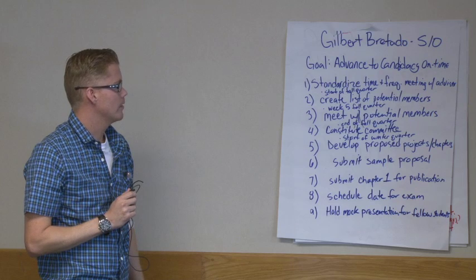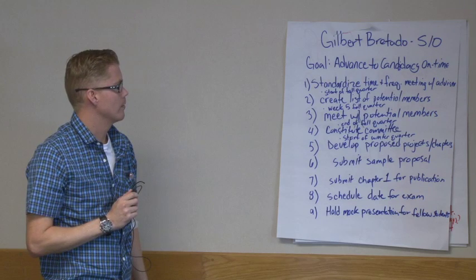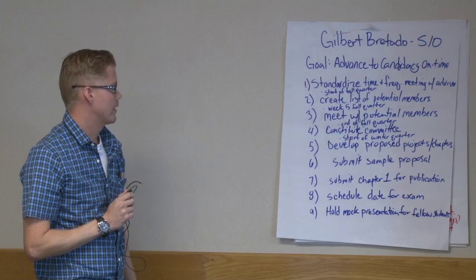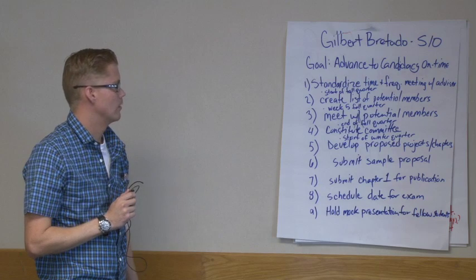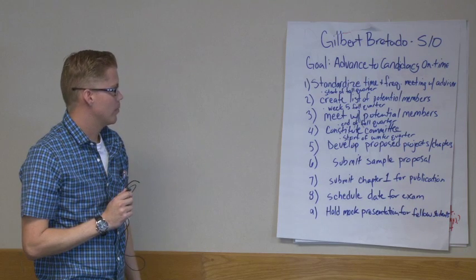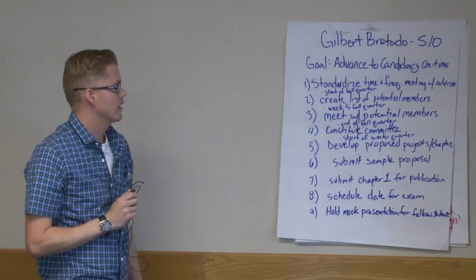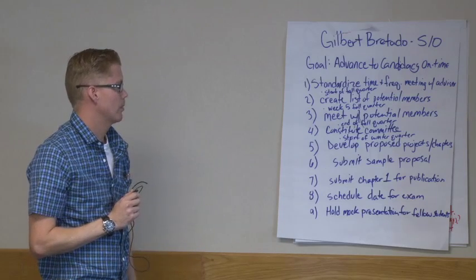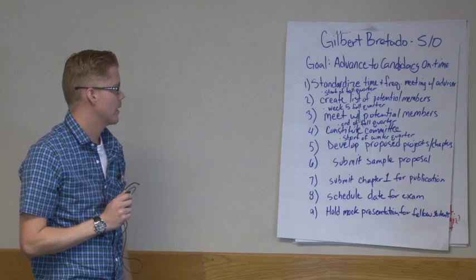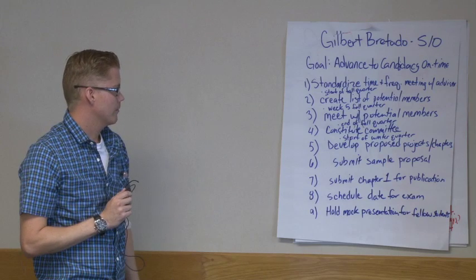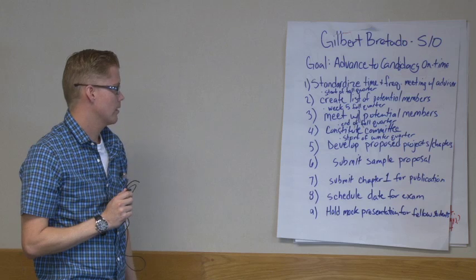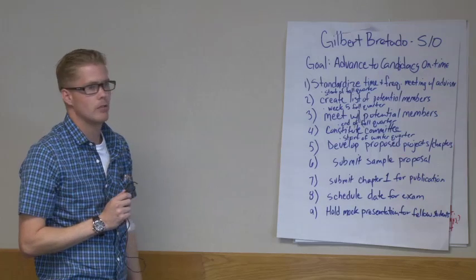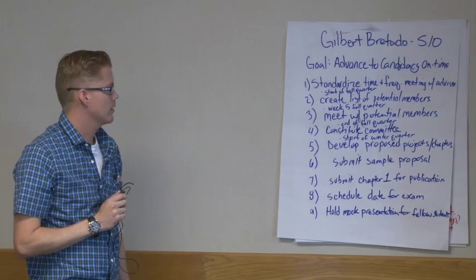Then once they have a committee together, develop a proposed set of projects or chapters for their dissertation. That would be probably middle of winter quarter. Then probably by the end of winter quarter, number 6, submit a sample proposal to all their committee members. And then submit chapter 1 for publication. Some students, that's required of them. Then schedule a date for the exam, and then finally hold mock presentations for fellow students so they can run through their proposal and get feedback from other students.